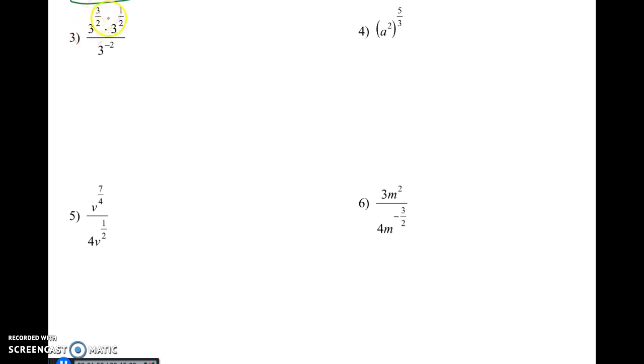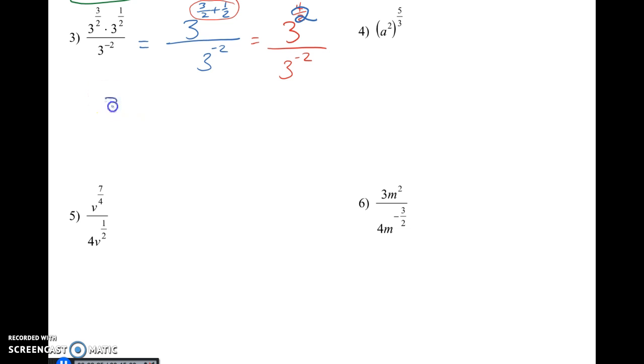I have 3 to some power times 3 to some power, so I know that I can add those exponents on top. So I'm going to get 3 to the power of 3/2 plus 1/2. And I didn't do anything with the bottom. So on top, if I simplify 3/2 plus 1/2, I get 3 plus 1 is 4, so 4/2, and 3 to the negative 2. Now we can reduce this fraction or simplify this. We have 4 over 2, well that's just 2.